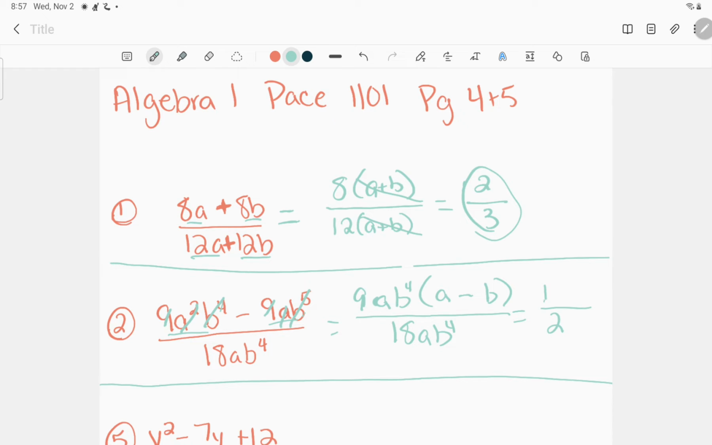9 goes into 9 one time, 9 goes into 18 2 times. All right, a goes into a one time, those cancel. b to the 4th and b to the 4th, those cancel. And then all I have left on top is the parentheses a minus b. And that is your answer. You do not have to put this 1 in there. It is understood. But if you have it there, it's not incorrect.